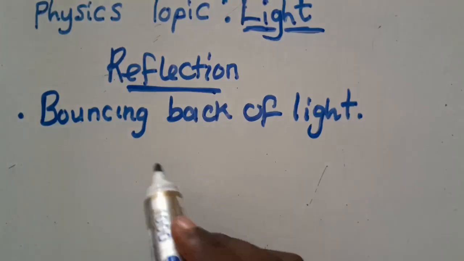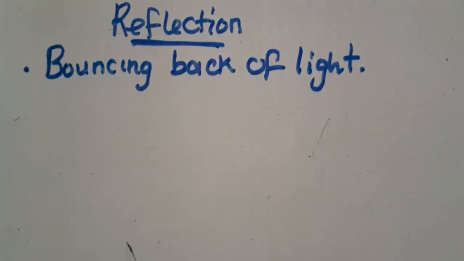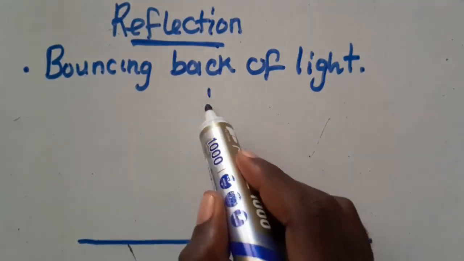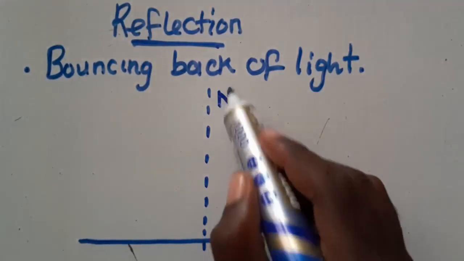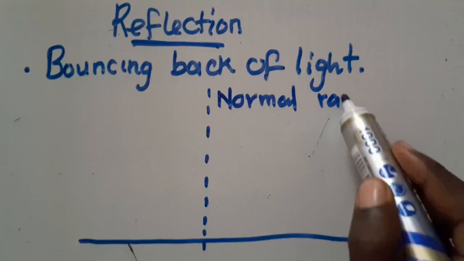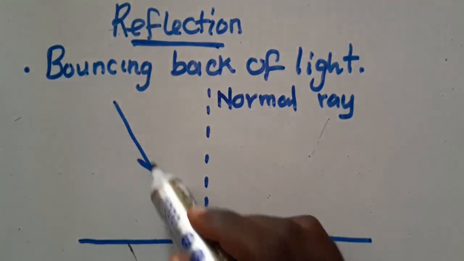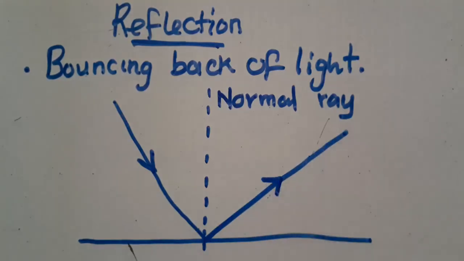So this is what gets to happen. I want you to understand this part. This is a surface. You've got a surface like this. There's this one which we call a normal ray. This is a normal ray. So we've got a ray that hits the surface. Then we've got a ray that leaves the surface.